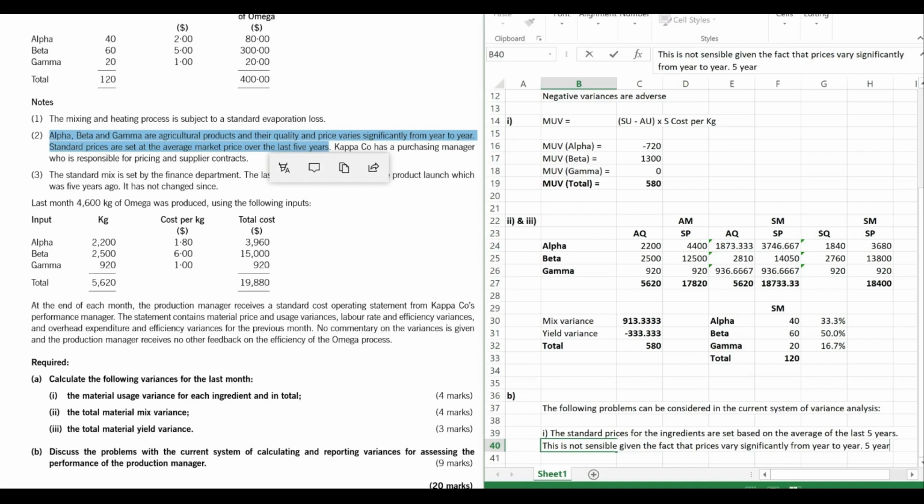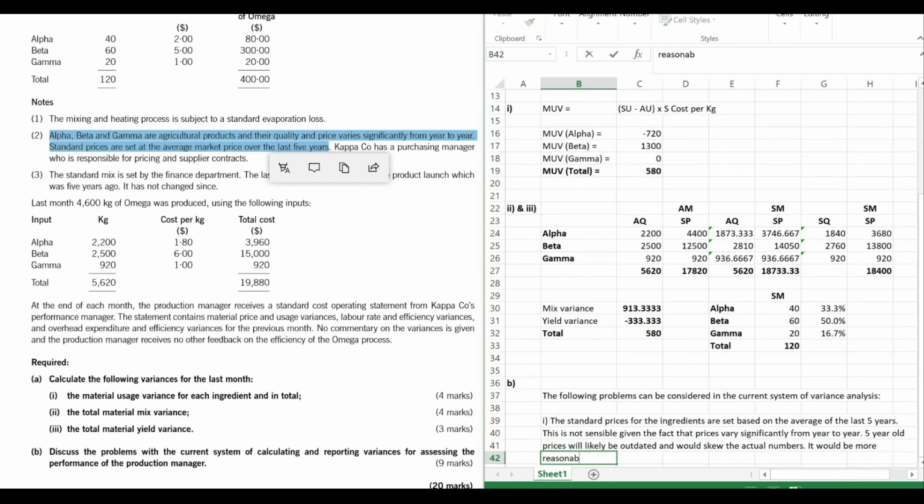5-year-old prices will likely be outdated and would skew the actual numbers, right? It would be more reasonable to keep a shorter term time frame for calculating the variances.